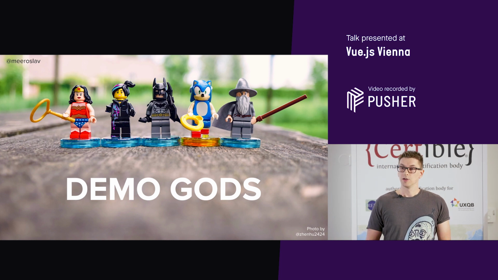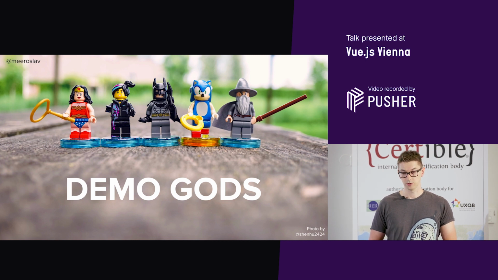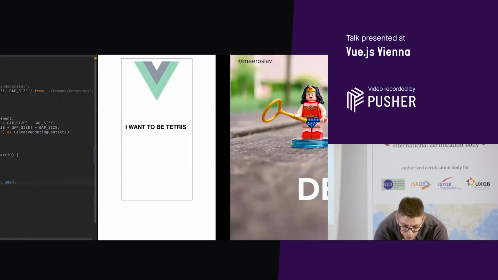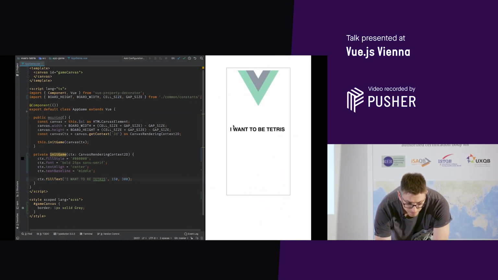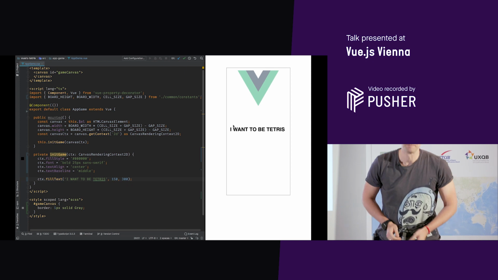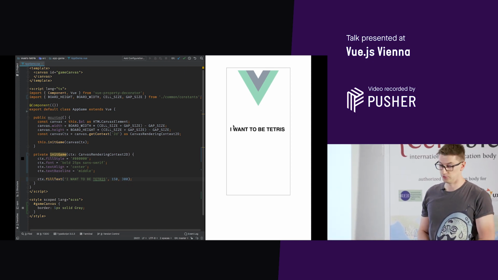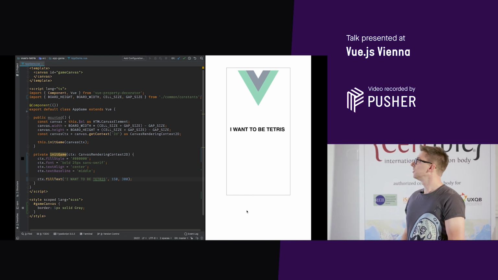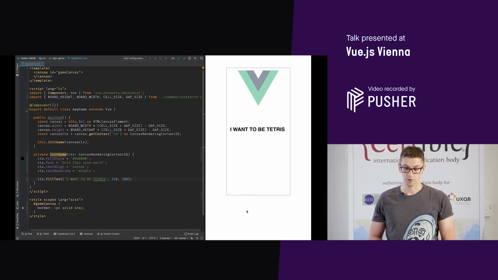Now, there was quite some theory around it, but now let's see how this looks in code. So I have my demo gods aligned. Hopefully everything works okay. Okay, so we're gonna build a game. As you can see on the screen, this will be a Tetris game. At the moment, there's just a simple Vue component.